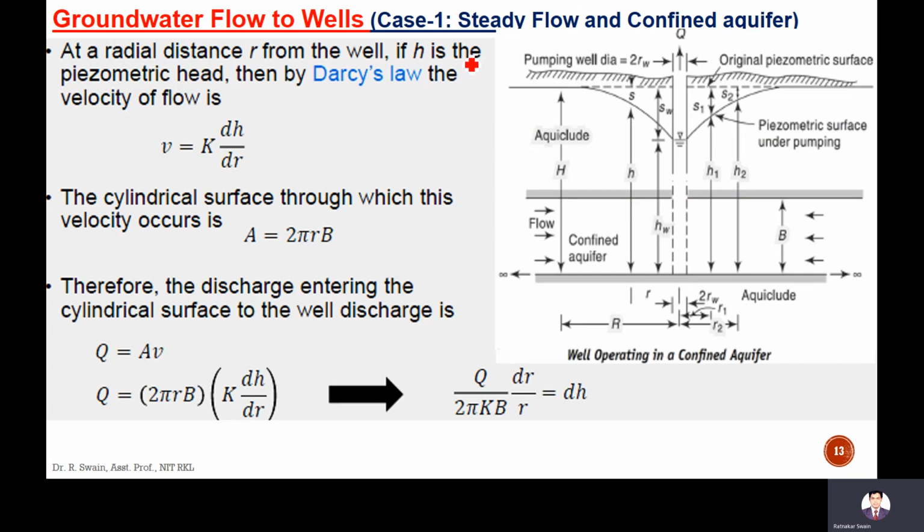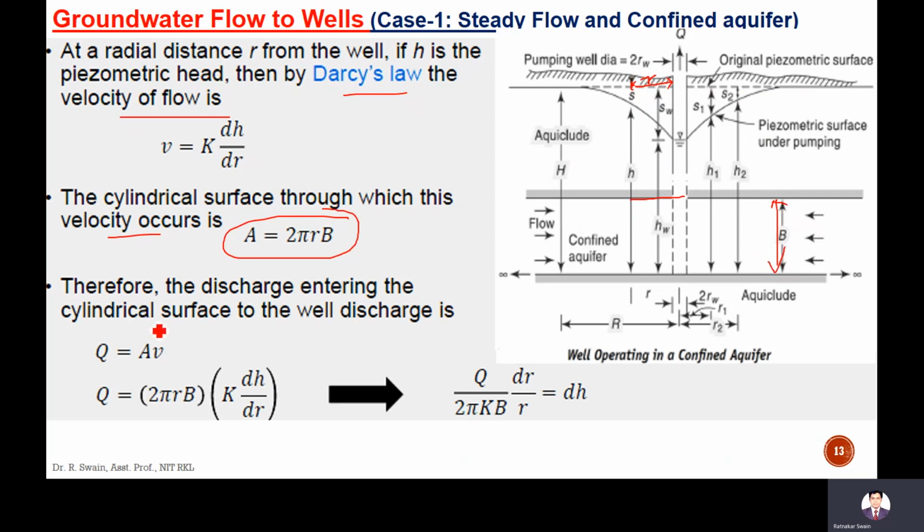So at a radial distance r from the well, if h is the piezometric head, then by Darcy's law the velocity is v equal to k into dh by dr. The cylindrical surface through which this velocity occurs is 2 pi r into b. If you consider r as the distance from the well, or the radius of this cone of depression, the circumference is 2 pi r and b is the thickness, so the area is 2 pi r b.